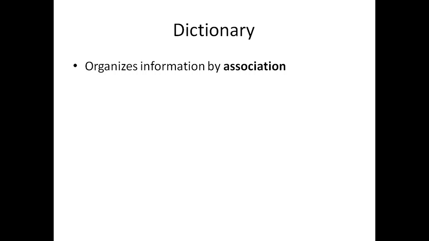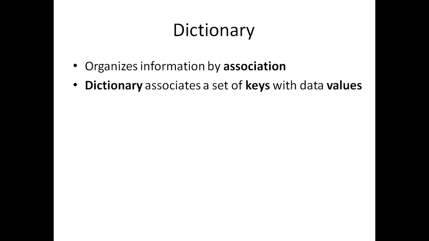In your dictionary also, if you want to search for a word like apple, or a word like orange, you will go to O and search for orange. You won't start from the beginning, from A itself. So if you want to search for a particular element, you can do so when you use a dictionary. In a dictionary, the elements are organized based on association. We will have a key and value pair. A dictionary associates a set of keys with data values.